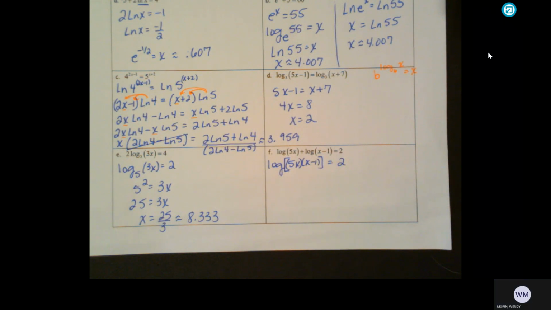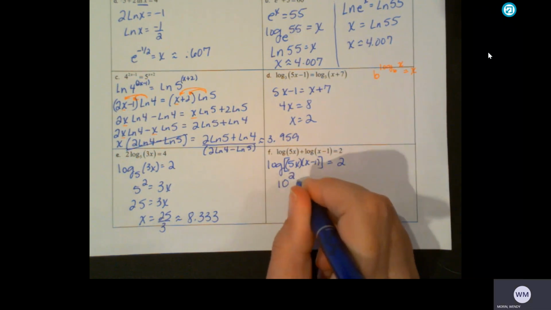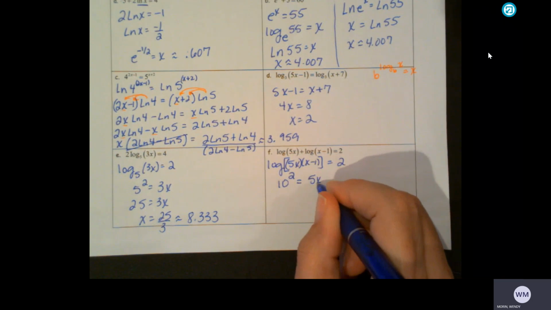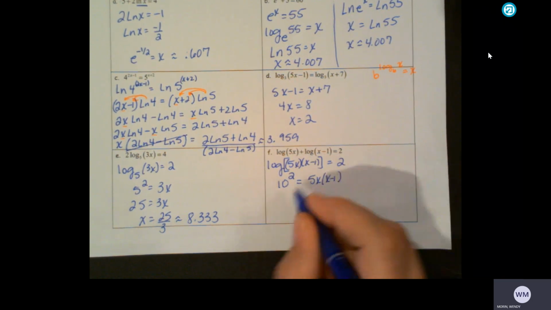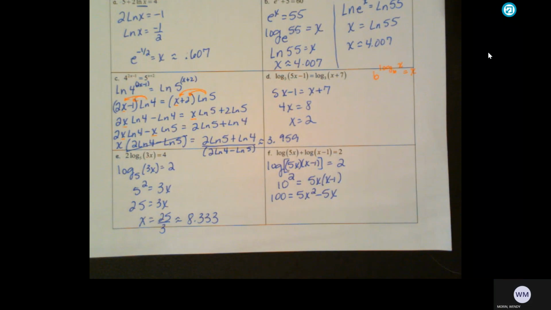What's the base? 10 raised to the second power equals 5x times x minus 1. 100 equals 5x squared minus 5x. How do we solve for x? What kind of equation is this? It's a quadratic equation.